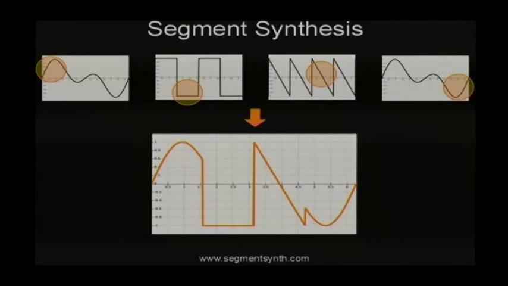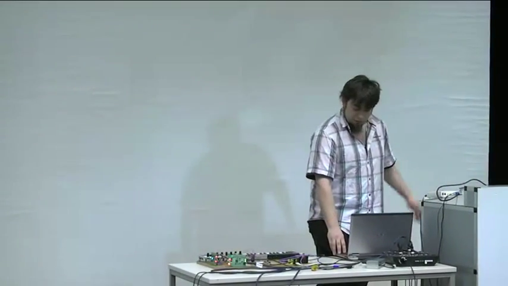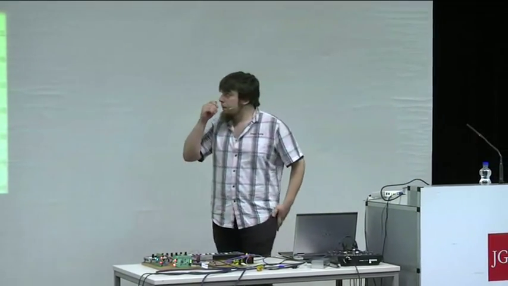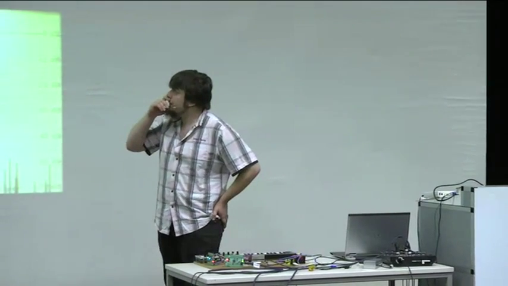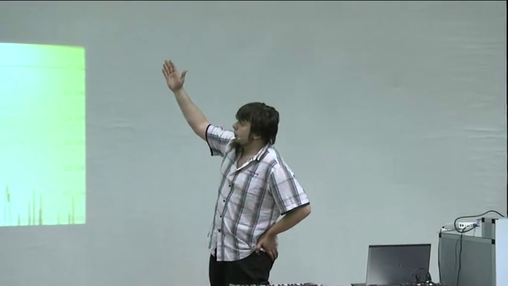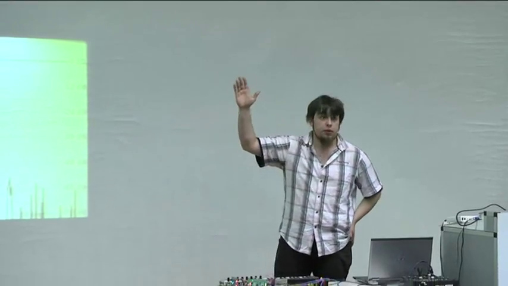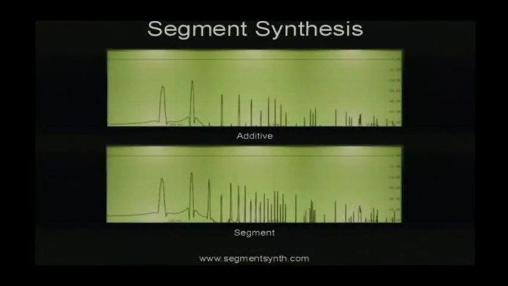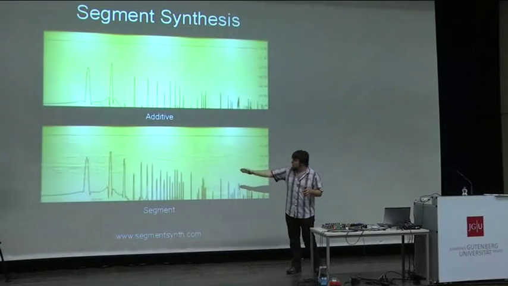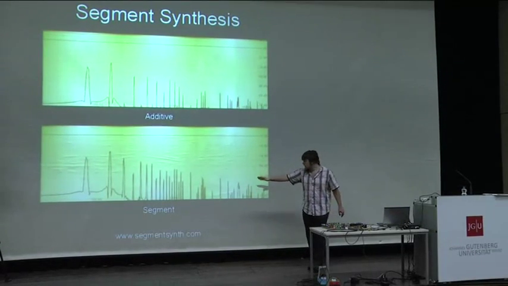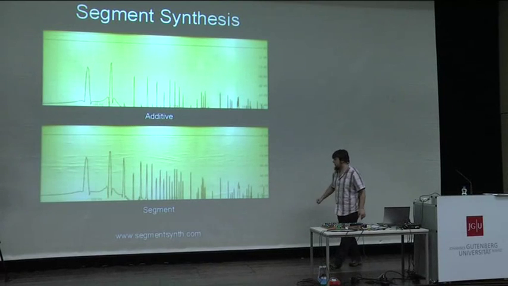So you end up with a lot more harmonic content than you otherwise would with the usual additive or subtractive synthesis. This is an example. The picture on the top is the additive synthesis using the same waveforms I've showed you earlier, and they're just stacked on top of each other. And this is the segment. As you can see, there's far more harmonic content. Of course, the fundamentals stay, but there's lots of more stuff going on there.